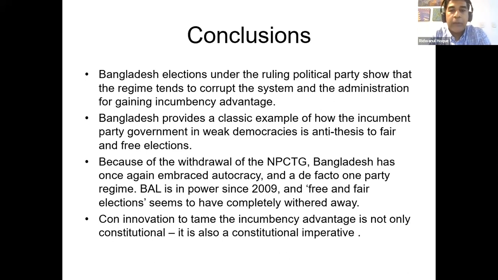So the point is that, because of the withdrawal of the non-party caretaker government system, the country has embraced unconstitutionalism or elected autocracy once again. Now, a constitutional innovation to tame the incumbency advantage, in my opinion, and in the context of Bangladesh, where democracy is fragile and the political parties do not trust each other, is not only a constitutional institution, it is also a constitutional imperative. It is needed for the consolidation of democracy, for the alteration of power between and among all parties that exist in a constitutional democracy. So thank you very much for patient hearing, and I look forward to interacting with the audience in the Q&A session.